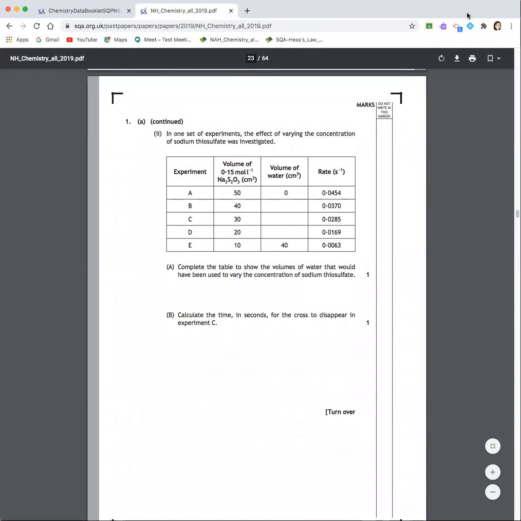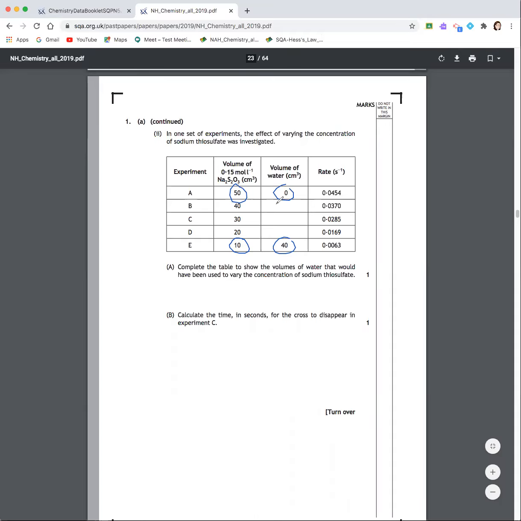The experiment is investigating the effect of concentration. And part A asks you to use a table to show the volumes of waters that would have been used to vary the concentration. So the important thing is if you're varying concentration by changing volume, total volume remains constant. So the total volume in experiment A and experiment E is 50, which means that if you add these 2 numbers together in each one, they all have to add up to 50.